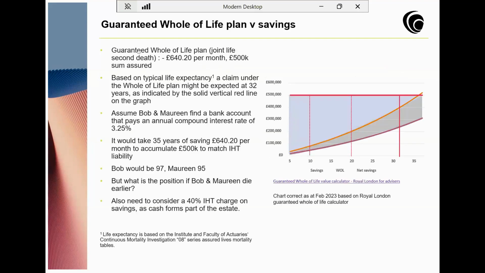That's excellent, thank you. So this really just helps put that into perspective. So the £640.20 per month. If you looked at the life expectancy at the top there of 32 years, and you looked at investment return or deposit return compounding at 3.25% net, then it's actually going to take them 35 years of paying that amount into a savings account to try and achieve the same outcome. So in my view, that's offering good value.